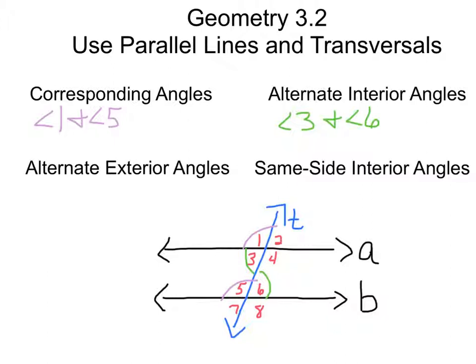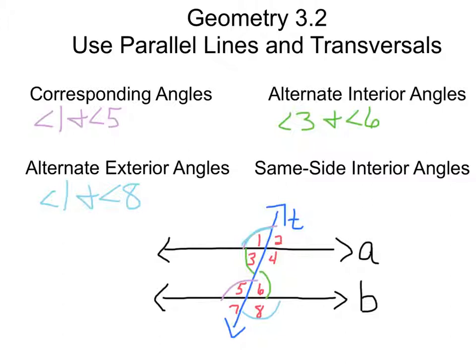The third set of angles we want to look at are alternate exterior angles. The exterior angles are on the outside, or the exterior, of A and B. So those exterior angles would be angle 1, angle 2, angle 7, and angle 8. If we look at angle 1, it would be alternate exterior to angle 8. The other set of alternate exterior angles would be angle 2 and angle 7.